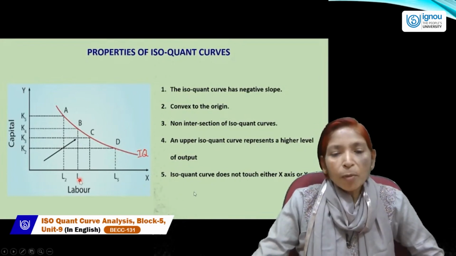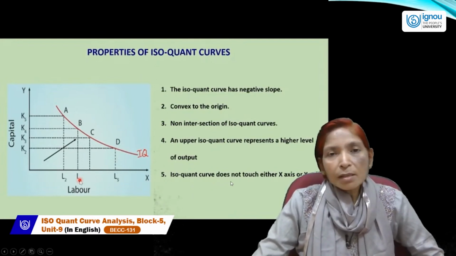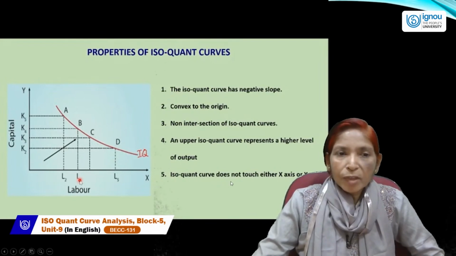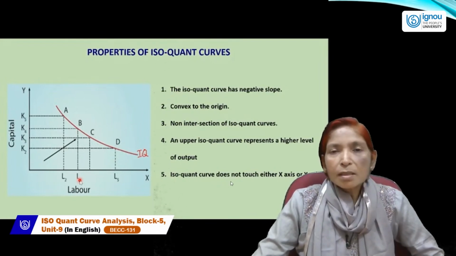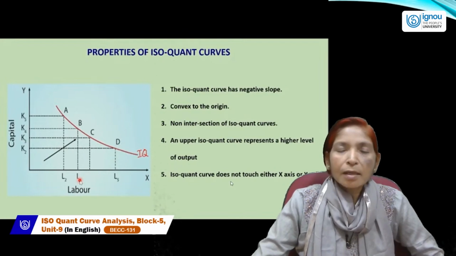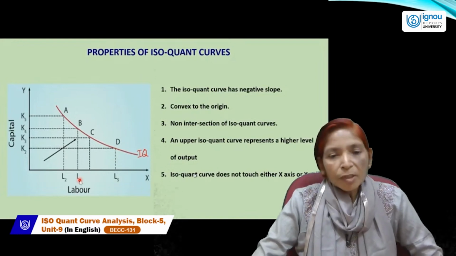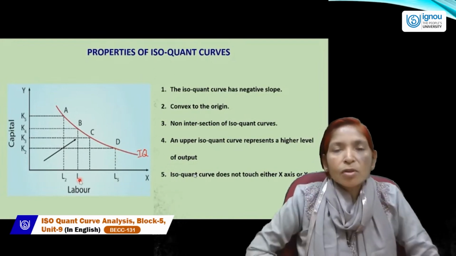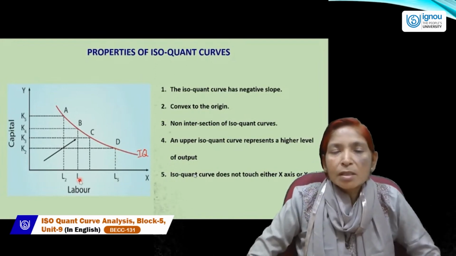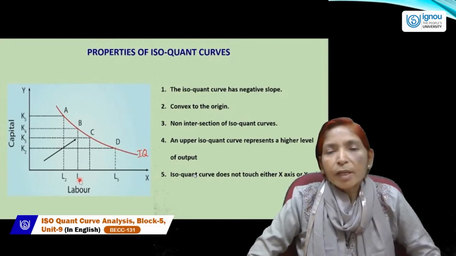And the fifth property is that the isoquant curve does not touch either the x-axis or the y-axis. It means the isoquant curve never touches any axis, either x or y. It can never touch any axis. These are the main properties of the isoquant curve, which is just similar to the indifference curve.